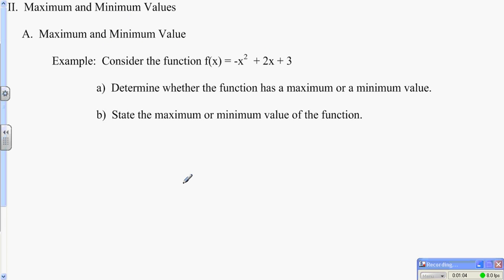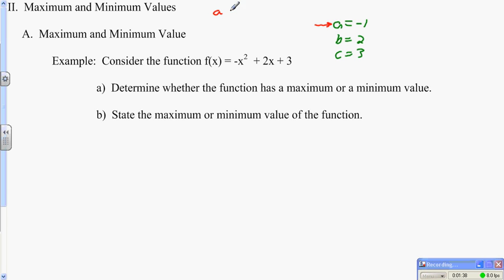Now let's look at this question. We have -x² plus 2x plus 3. Now how do you decide if you have a maximum or a minimum? Well, we have an a that is equal to -1, a b that is equal to 2, and a c that is equal to 3. Now a has the ability to tell us if it's going to open upward or downward.